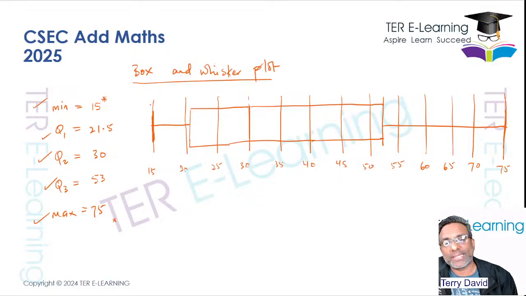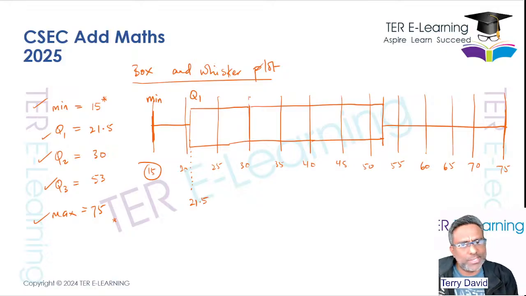Now I'm just letting you know, CXC expects certain things. You need to label this as your min, but you have to put in the 15. You're going to label this as your Q1, and you have to label the value here as well. That value is 21.5. You need to label that, right? Q2 was 30, so this is Q2, and you're labeling that as well. And your Q3 was 53, so you need to label this as well. And then this here is your max, and the max corresponds to 75, right? So this is what your box and whisker plot is going to look like.